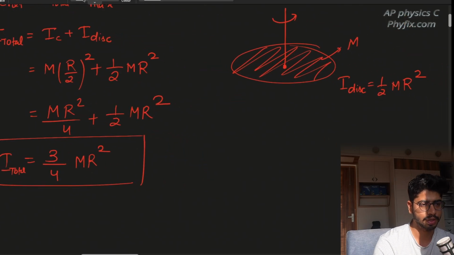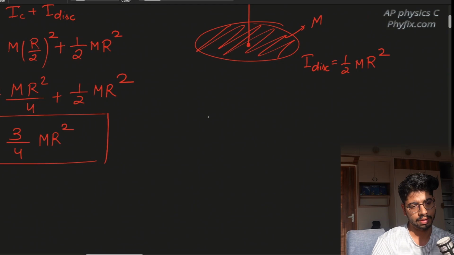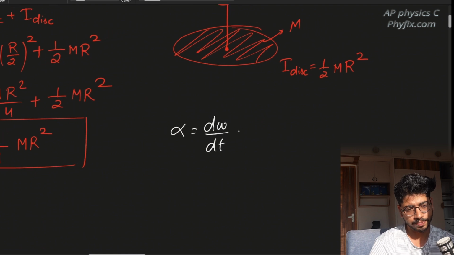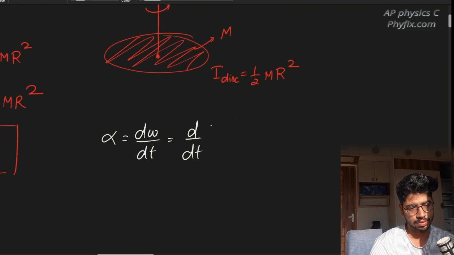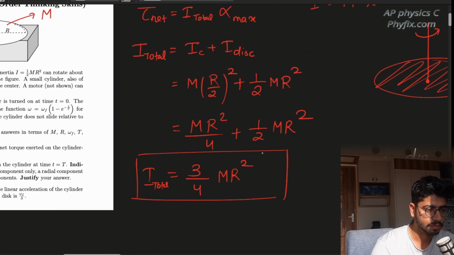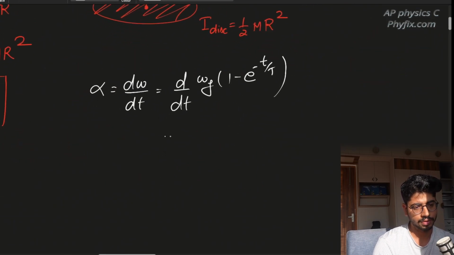To find out the maximum angular acceleration, they have given the omega, because as we know, alpha is the rate of change of the angular velocity, and the angular velocity is already given in the relation. So let me plug it in over there, and now we have to differentiate that one.